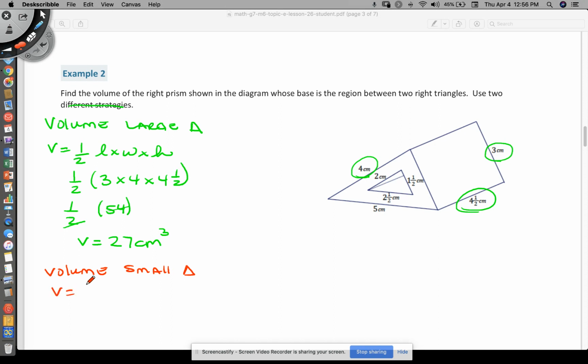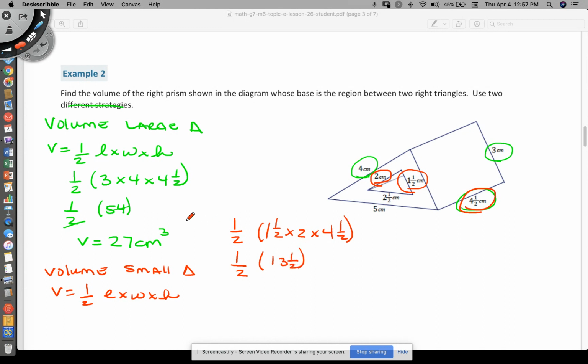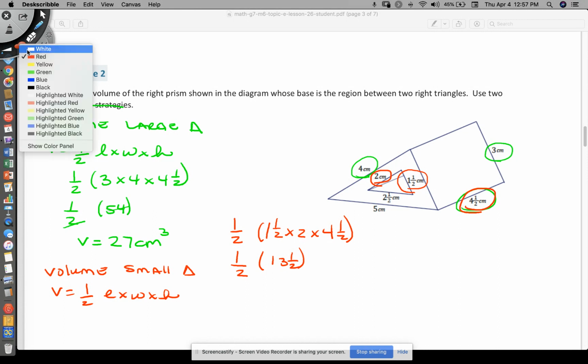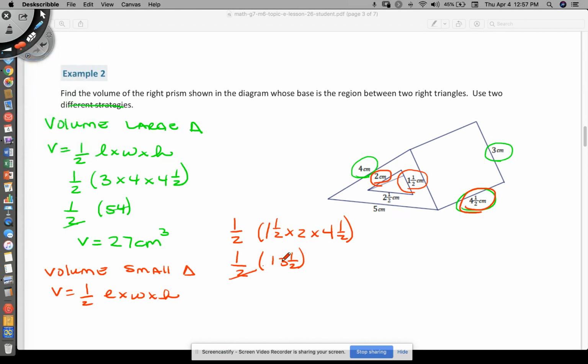And again, I'm going to say volume equals half length times width times height. I'm going to put my work over here. I'm going to say half of 1.5 times 2 times 4.5. That's how deep it goes back. So we're going to say 1.5 times 2 times 4.5. All right, that's going to be 1/2 equals 13.5. All right, now fractions just mean to divide. So 2 goes into 13.5. And that's going to give me 6 3/4 centimeters cubed.